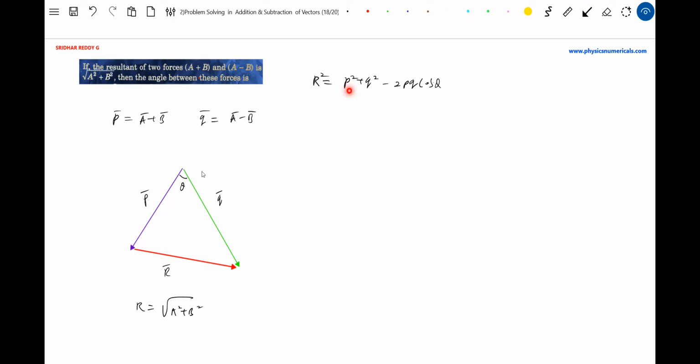Okay, let's do one thing. Do we know R square value? Let's substitute for the further calculation. So R square will be A square plus B square. P is what? A plus B whole square. P will become A plus B. Q will become A minus B.